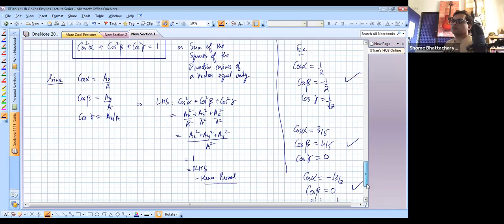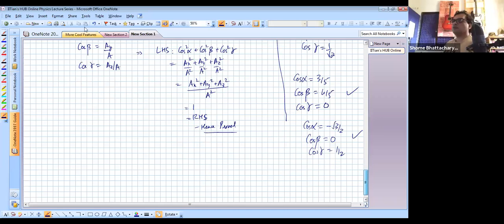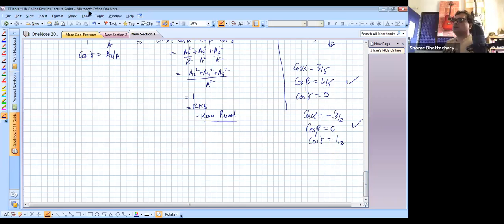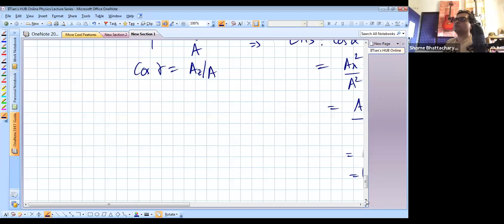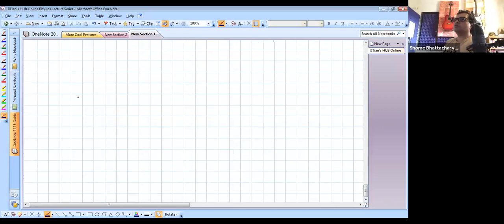Okay, so this is about direction cosines. Now we move on to the second part. Now, remember that I haven't given you the formula of direction cosine. So why is cos alpha equal to ax upon mod a? Why is that? I'll be coming to the proof by the end of today's lecture.